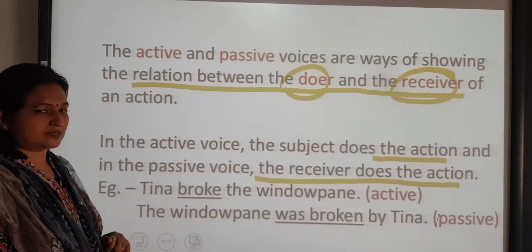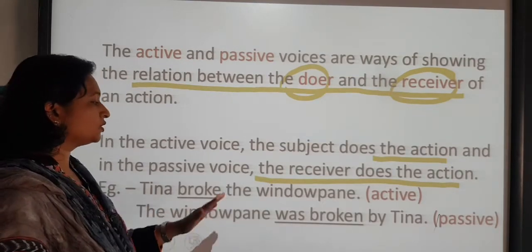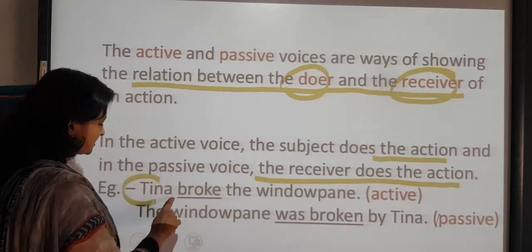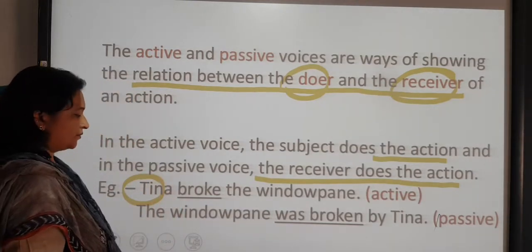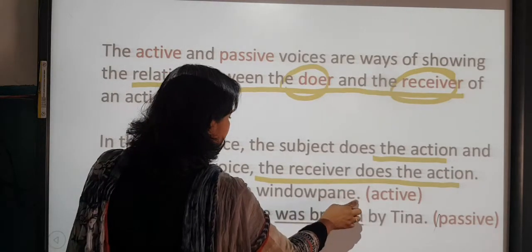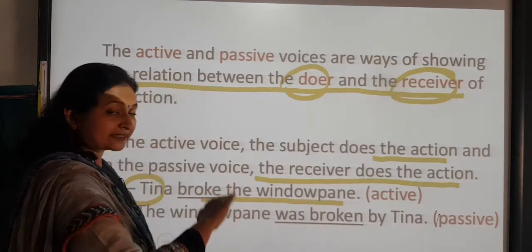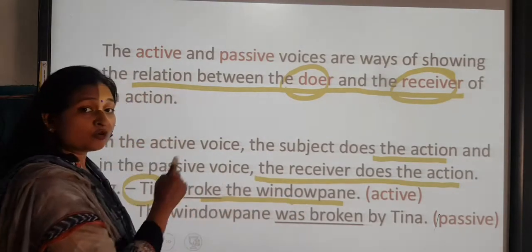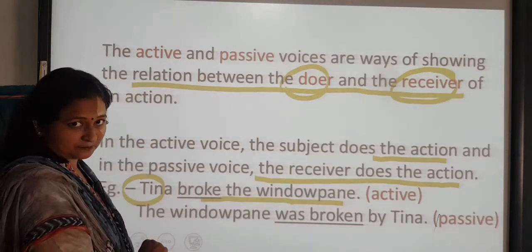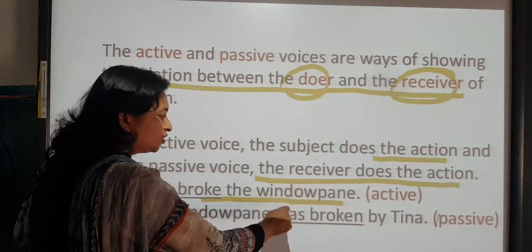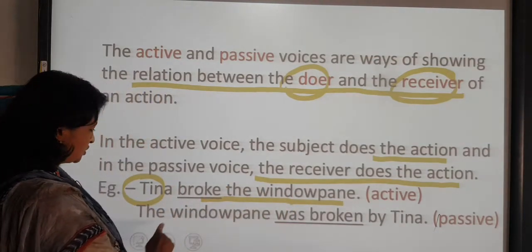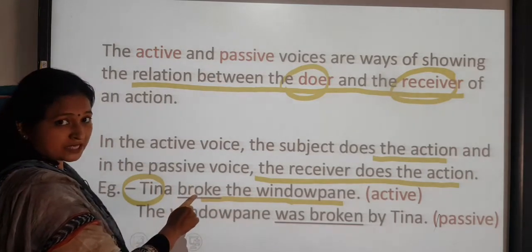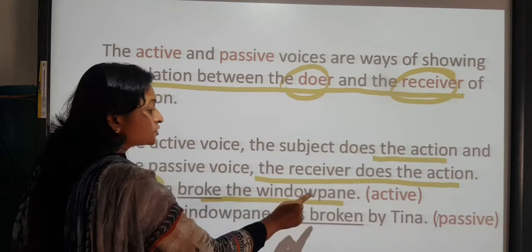See, this is a very interesting example. Tina broke the window pane. Now this is an active. Now what is Tina? Subject. Okay. And what is the window pane? Predicate. Now when we change from active to passive, this predicate will become our subject. Okay, the window pane will become our subject. So see, the window pane. Broke is in past tense. So how will you write? Was broken.